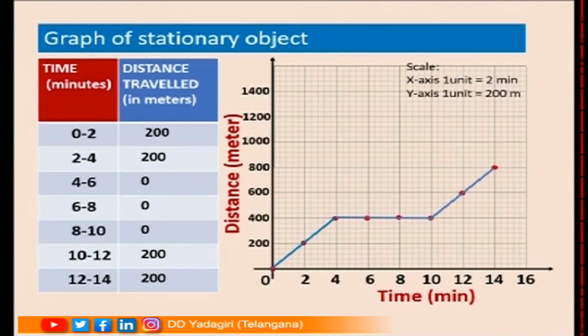And after 10 minutes, it again starts its journey. The object covers the distance of again 400 meters in the next 4 minutes. Again it is in uniform motion. So you can observe here this one. It is a straight line parallel to the x-axis, which represents the object is at rest.